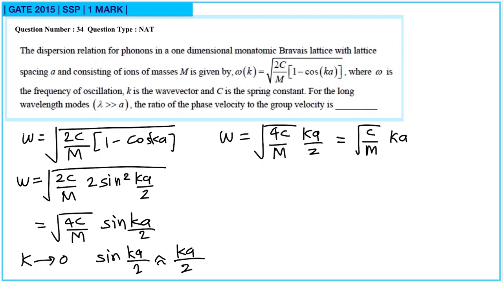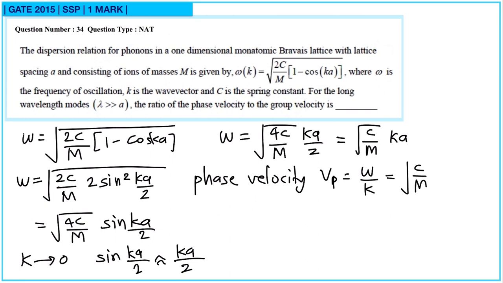This is omega. Now phase velocity is equal to Vp is equal to omega by k. That will be equal to under root c by m into a.